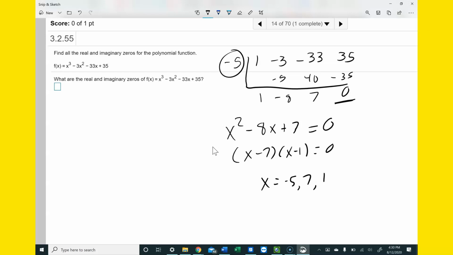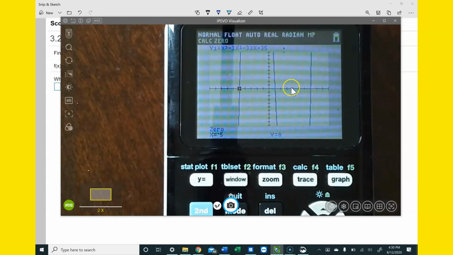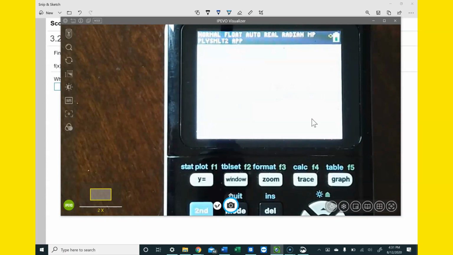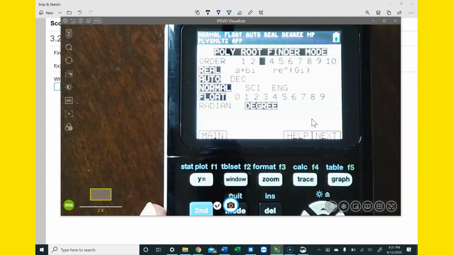Let me show you another way you could figure out what goes outside the box in your calculator. See, any of these zeros would have worked right here. Negative 5 would have worked, 1 or 7. I can also go to the apps and go to Polynomial, and I can type in Polynomial Root Finder. So the order would be 3.